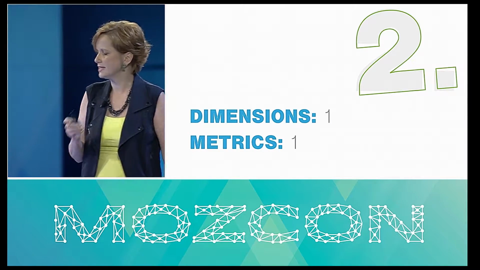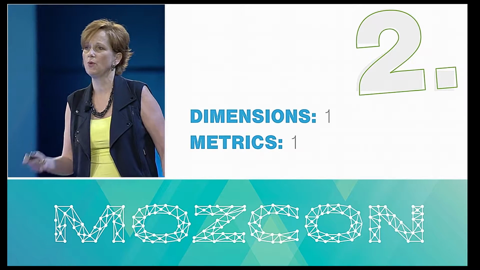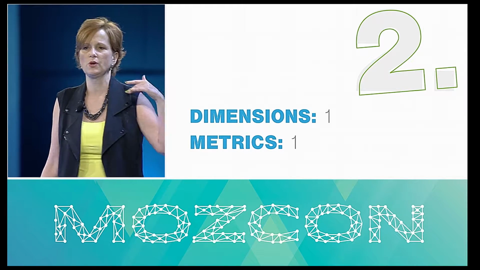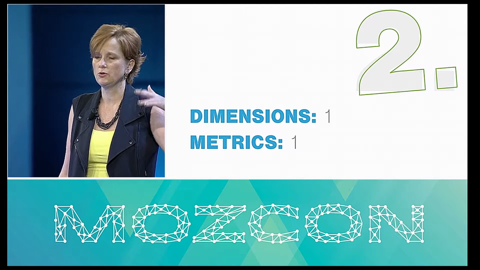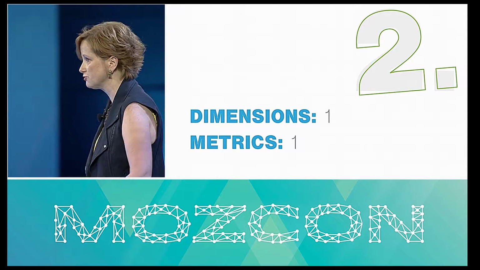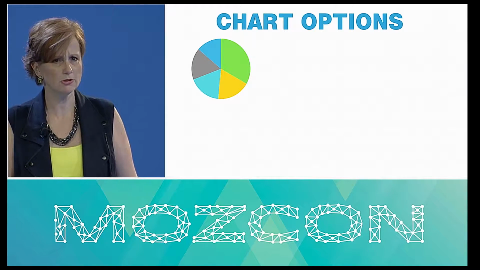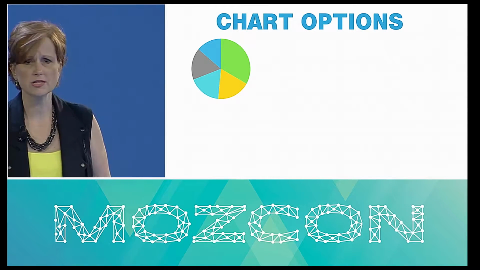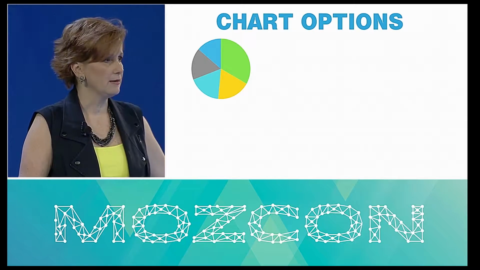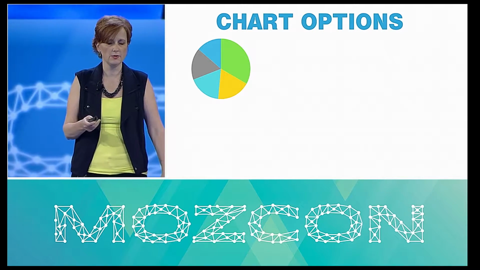All right, moving on, let's say you have one dimension and one metric. Like let's say you just want to break down total revenue by medium or by country. Just a really simple visualization. You have several options for charts. First is the pie chart. I give you some tips and tricks with the pie chart.